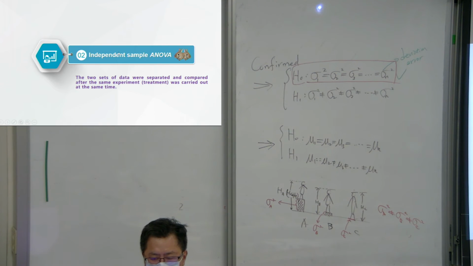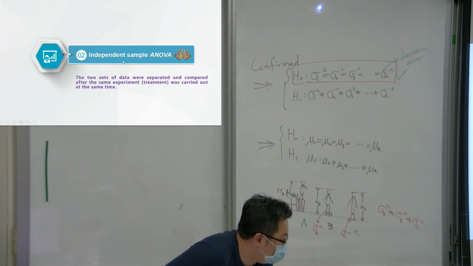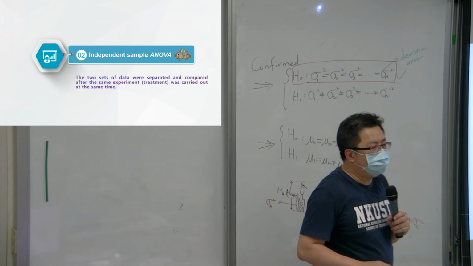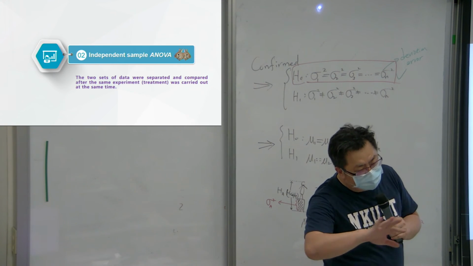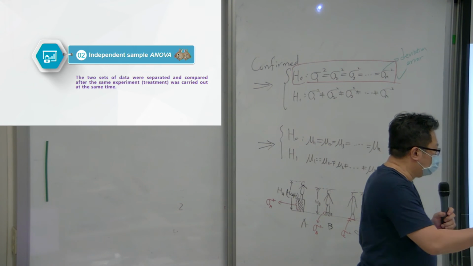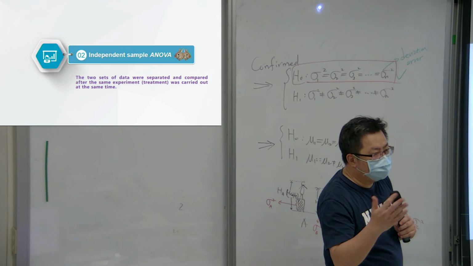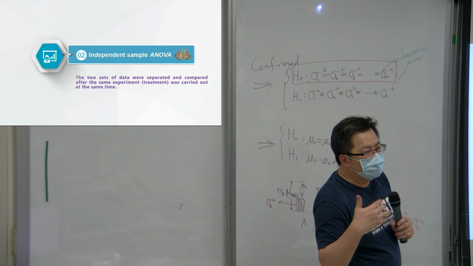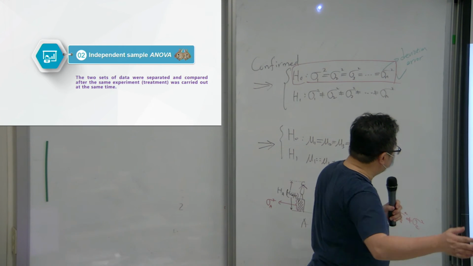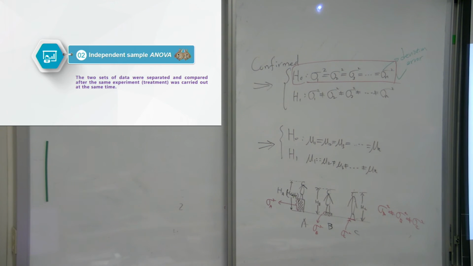About the independent sample ANOVA. Independent, just as I mentioned, independent means separate. We are doing some experiment or some treatment at a different place, we separate, okay, separately. So when you get the data from an independent sample ANOVA, how do you do that?